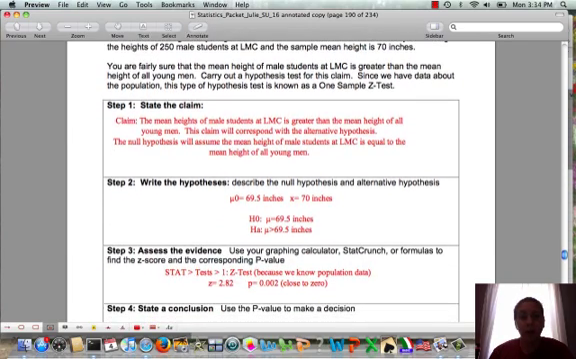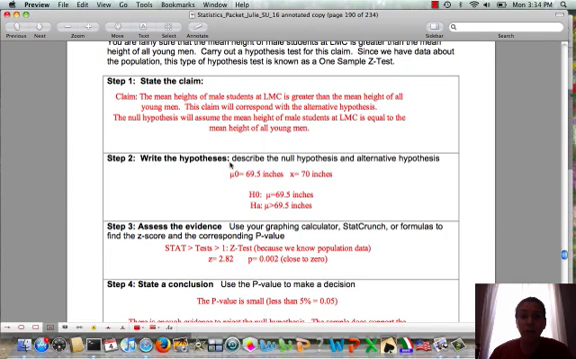So we can write our hypotheses, and here we're assuming the mu sub 0, that if you type it in the TI calculator, they ask for mu sub 0, that's the population value we're comparing to, is 69.5 inches, and then our x bar is 70 inches. There should be a bar on that x. So our null hypothesis, H0, is that the mean equals 69.5 inches, and our alternative is that the mean is greater than 69.5 inches. And this mean that we're talking about is the mean height of LMC male students.